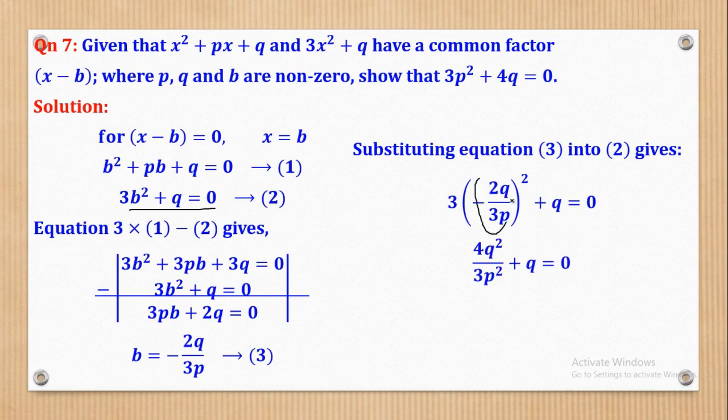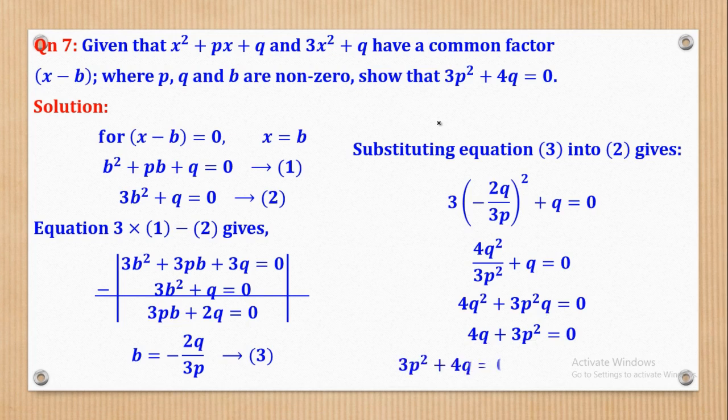So, expand this to come up with that. Then multiply through by the LCM to come up with that. So you realize that this 2, 1, 2 can cancel with this, remain with 4q plus 3p squared equal to 0. And rearrange to get the required expression.